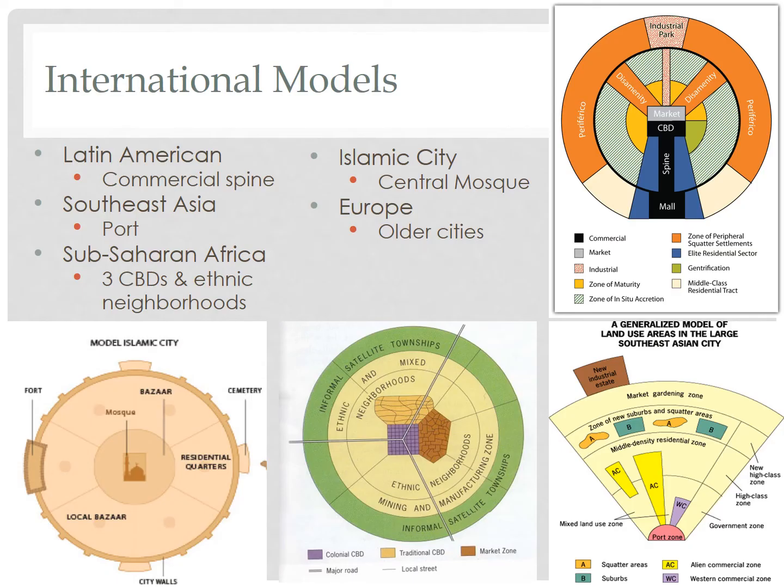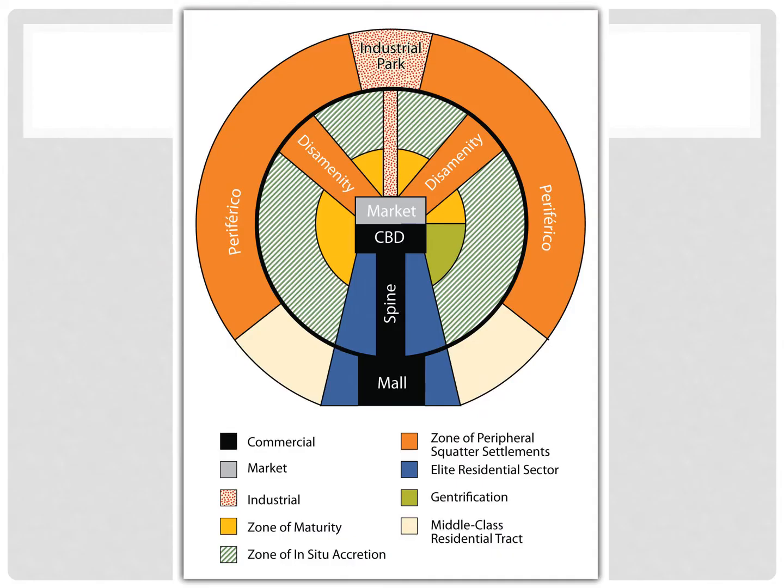Shifting gears, let us look at models of international cities. Cities in different parts of the world were created under different cultural, historical, and technological circumstances than those in the United States. But these models are still based on functional zonation, just like the North American models. And we'll begin with the Latin American model, which was created by geographers Ernest Griffin and Larry Ford. This model combines concentric rings with sectors.